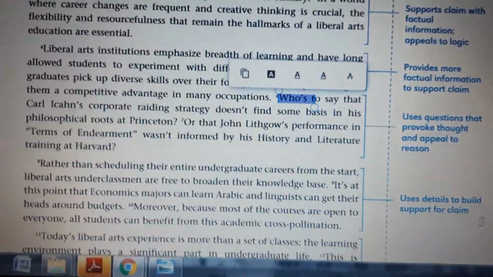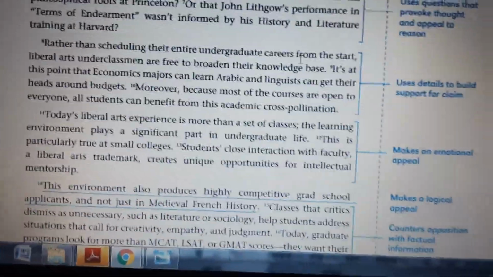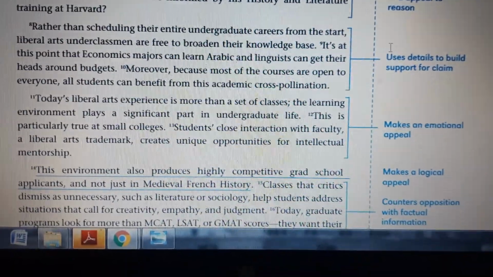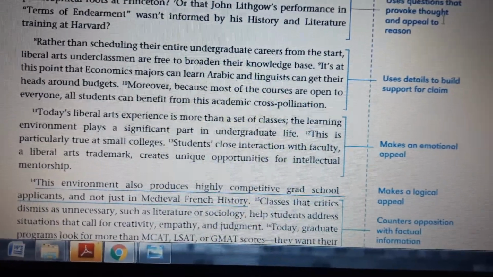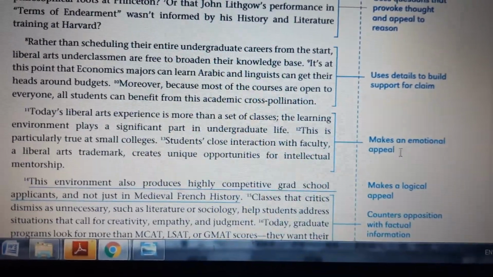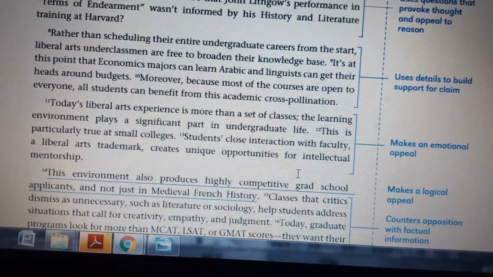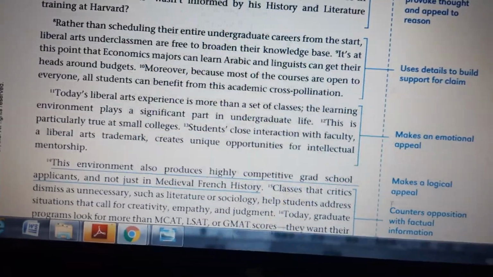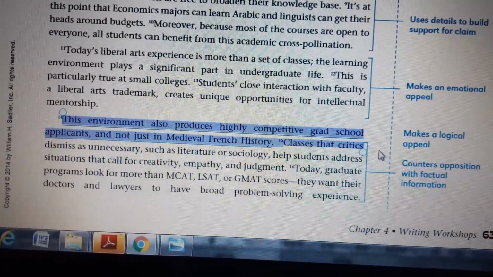Use details to build support for the claim. I have told you about details before, I guess, and I have told you how to use details. Just use more details to convince the reader. Make an emotional appeal. This is one of the most important things in the persuasive essay. You have to use an emotional appeal. And make a logical appeal here, okay?